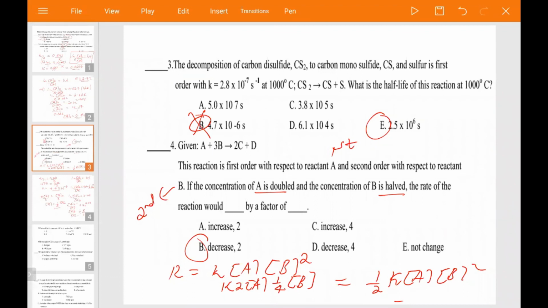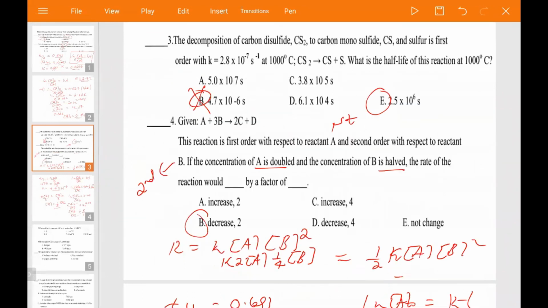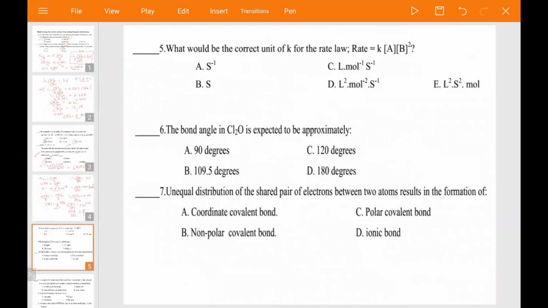Is that clear? Any questions? If not, we go to number 5. What would be the correct unit of K for the rate law? What is the unit of K? Try it. What is the unit of K for the rate law given by this equation?